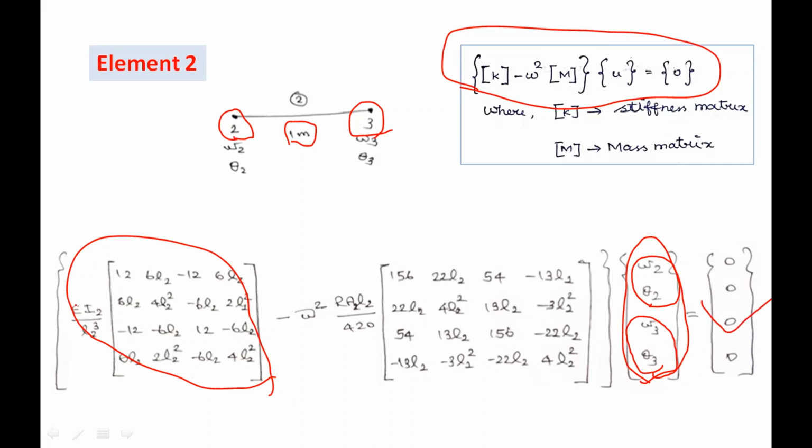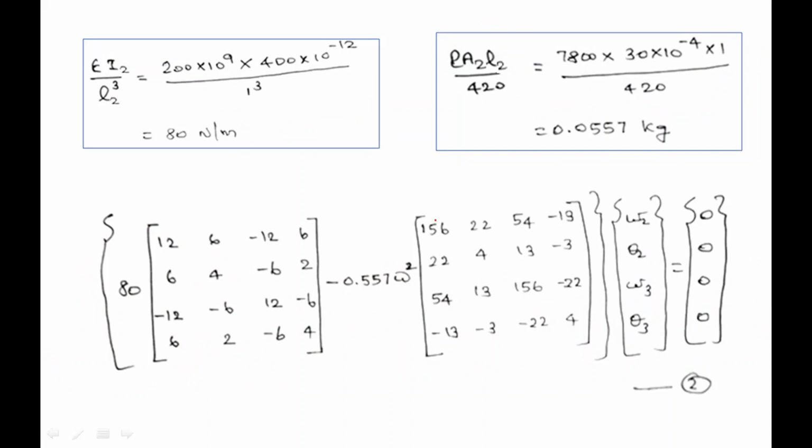We have to substitute the values of E, I, L, A, rho, everything. Moment of inertia and length of the element, everything is the same for the second element also. So we will get the same value for EI2 by L2 cube as 80 Newton per meter. Similarly, rho A2 by 420 also has the same value, 0.0557 kg, because there is no change in area of cross section or moment of inertia value. So we are using the same value.